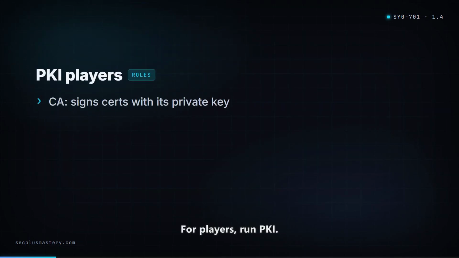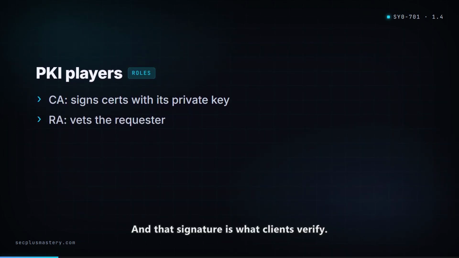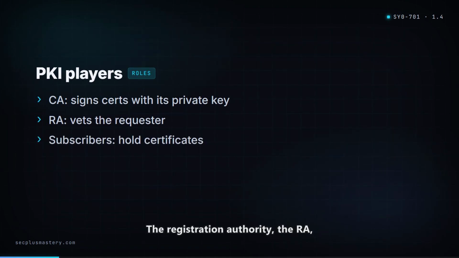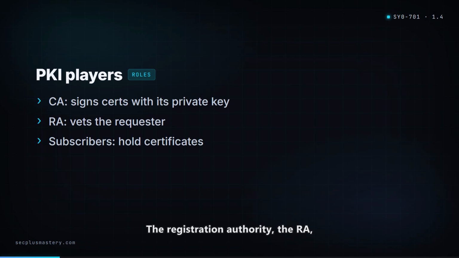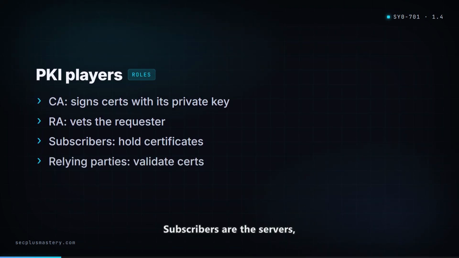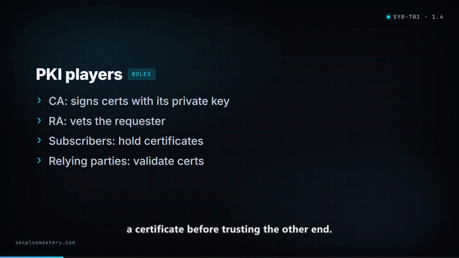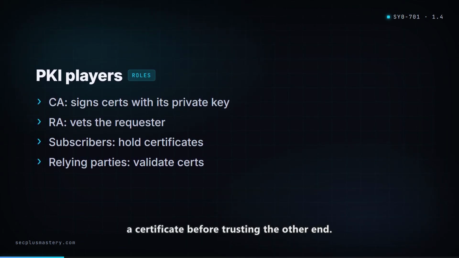Four players run PKI. The certificate authority, or CA, signs certificates with its own private key, and that signature is what clients verify. The registration authority, the RA, vets the requester's identity before issuance. Subscribers are the servers, users, and devices that hold certificates. Relying parties are the clients that validate a certificate before trusting the other end.